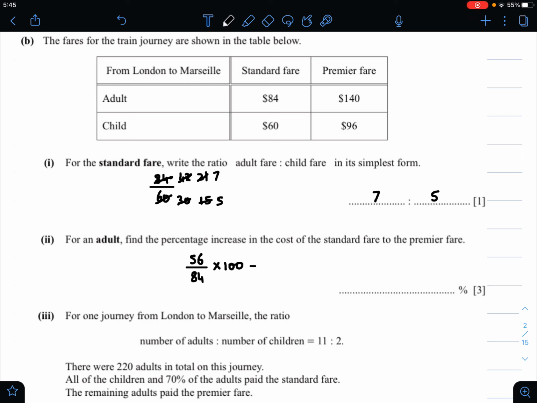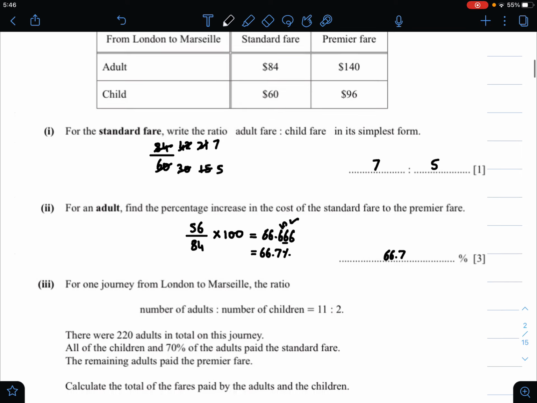So now all you need to do is input this into your calculator. So 56 divided by 84 multiplied by 100 will give you your answer as 66.666 recurring, and we will write our answer as 66.7% because we need to give our answer in 3 significant figures, and the 4th significant figure in this case, which is 6, is greater than or equal to 5. So we'll round off the 6 to the next number.